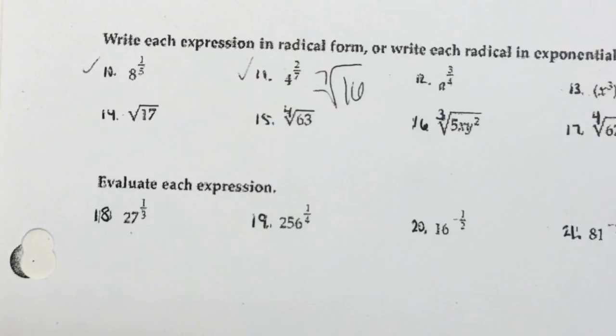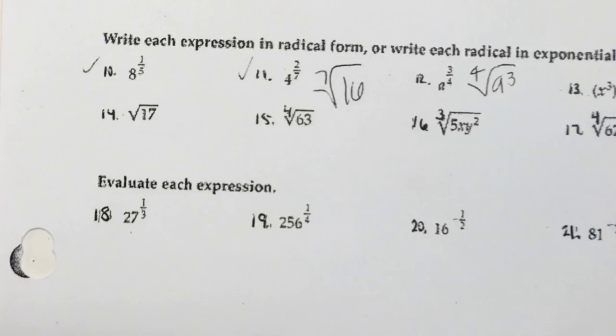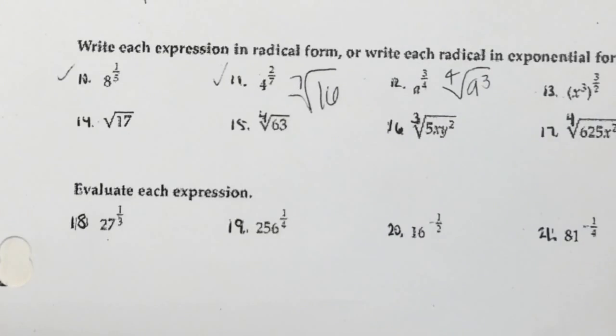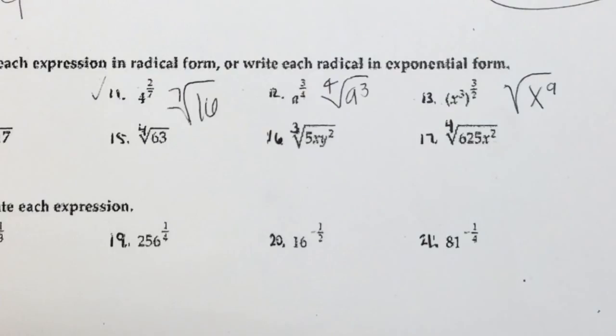Alright, number 12 is good, but when we're writing it from exponential to radical, you don't need the plus or minus, okay? So this one should just be 4th root of a cubed. Number 13, same thing, you don't need the plus or minus, but it's good. If you had the square root of x to the 9th, that'd be fine too. Like if you went ahead and multiplied the 3's. 14 is good. 15's good.